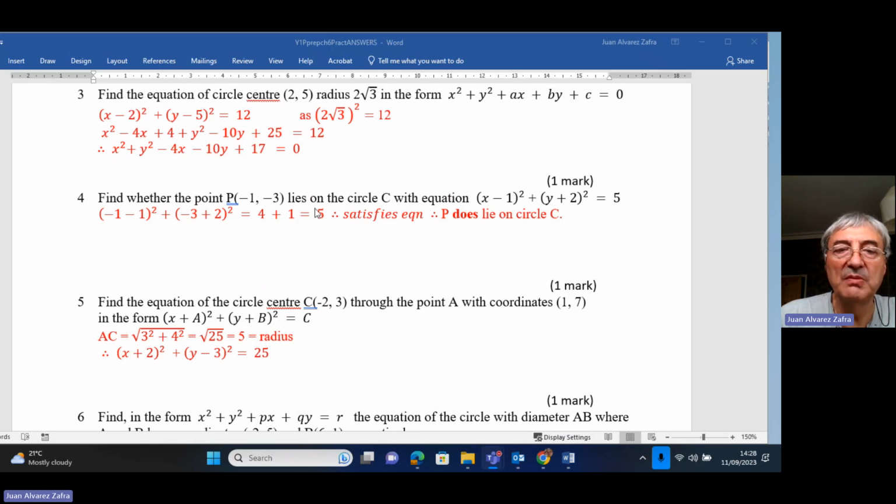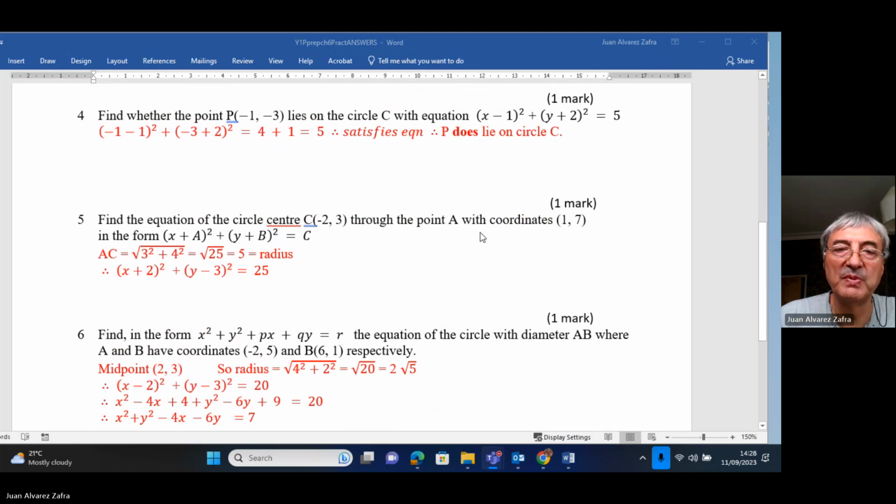Had we had a number here which was smaller than 5, then it would mean that the point would be a distance less than 5 from the center of the circle, so it would have been inside the circle. So a number like 3 on the right-hand side would mean that the point would be inside the circle, and a value bigger than 5 would mean the point is outside the circle. But in this case, the point lies exactly on the circle itself because it satisfies the equation of the circle.